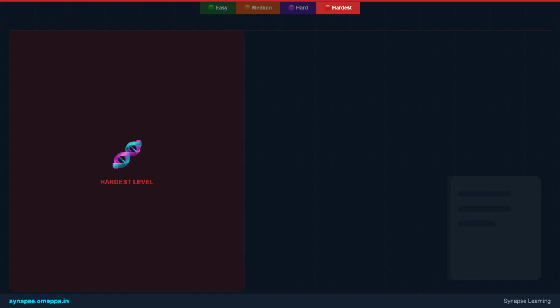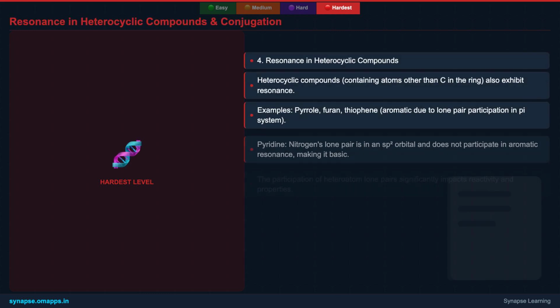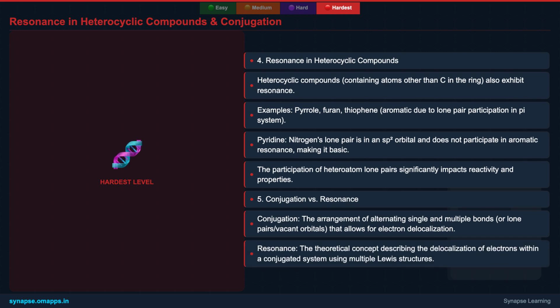Resonance extends beyond simple hydrocarbons to heterocyclic compounds like pyrrole and furan, where lone pairs on heteroatoms participate in the aromatic pi system, profoundly influencing their reactivity and basicity. It's crucial to differentiate this from conjugation, which is the structural prerequisite for resonance, allowing for the alternating single and multiple bonds that enable electron delocalization.